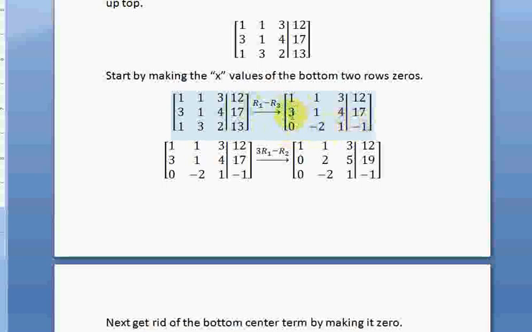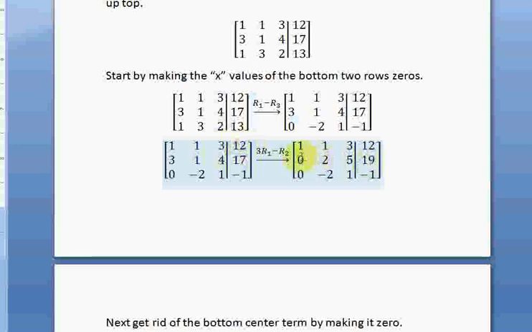I want a 0 here in place of the 3. So again, I'm going to use this 1 to key my decision. The 1 and the 3, the least common multiple is 3. So I'm going to multiply my top row by 3 and subtract my second row. So 3 times 1 minus 3. Again, I start here with my new matrix. 3 times 1 is 3, minus 3 is 0. Same rule. 3 times 1 is 3, minus 1 is 2. 3 times 3 is 9, minus 4 is 5. 3 times 12 is 36, minus 17 is 19.